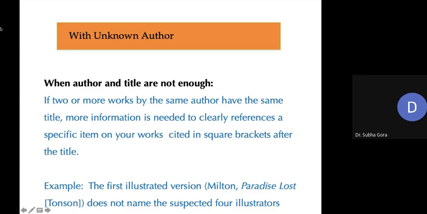Next, what happens when the author and title are not enough?